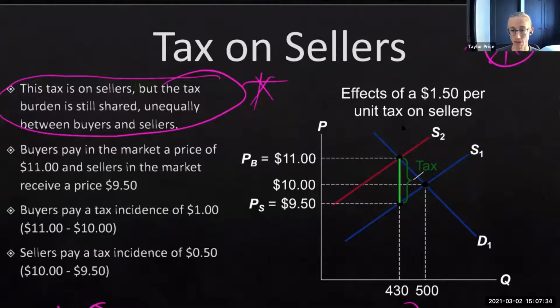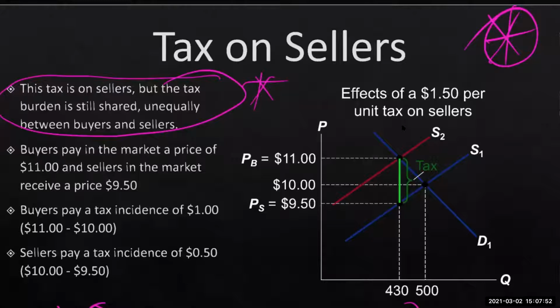Let me pause here to see if there are any questions, because it's a very important point that whoever the tax is on, as long as the supply and demand curves are the same, the incidence is going to be exactly the same between buyers and sellers.